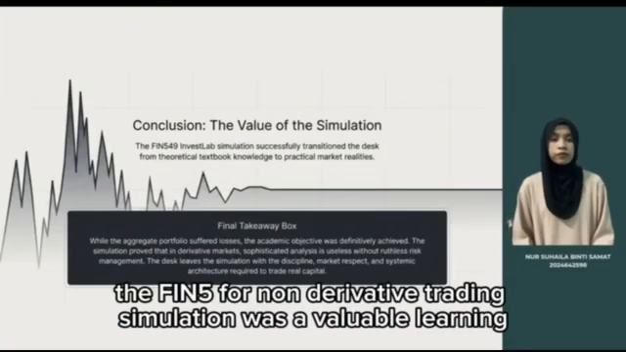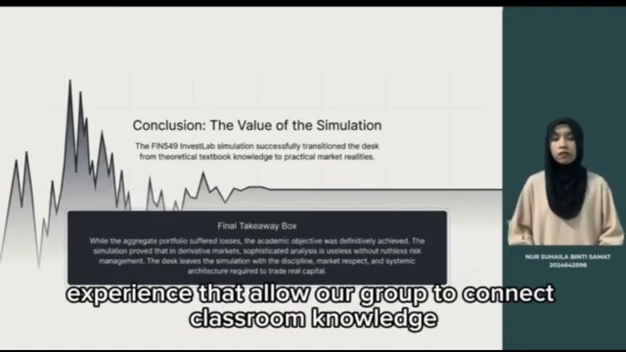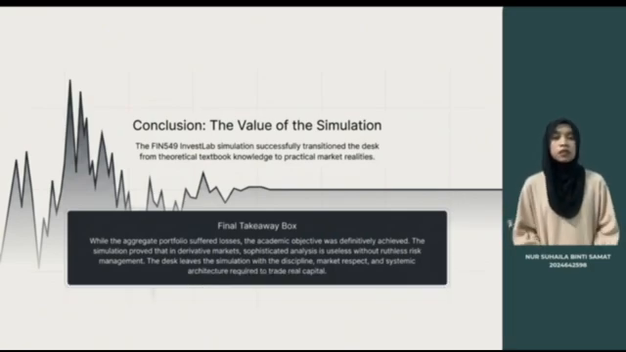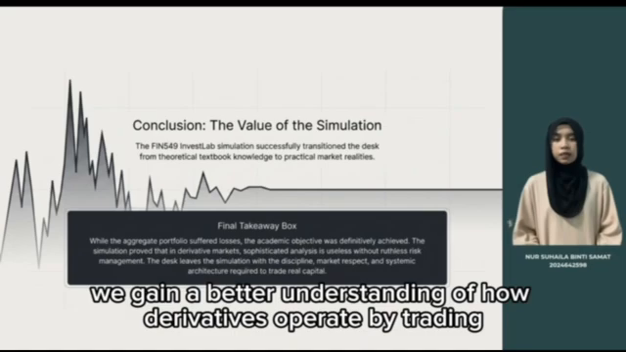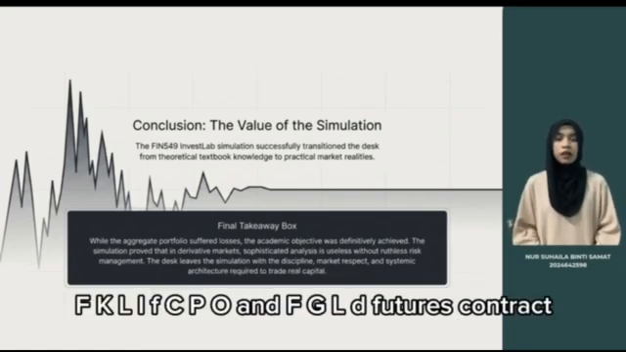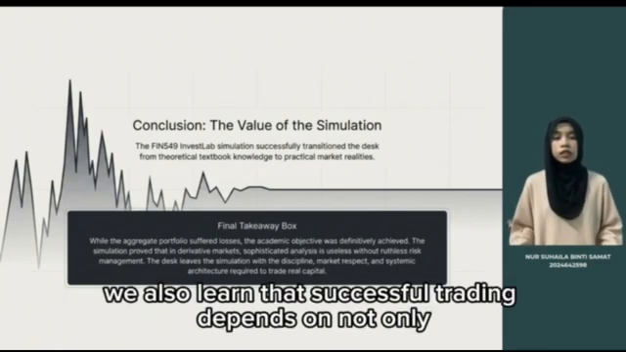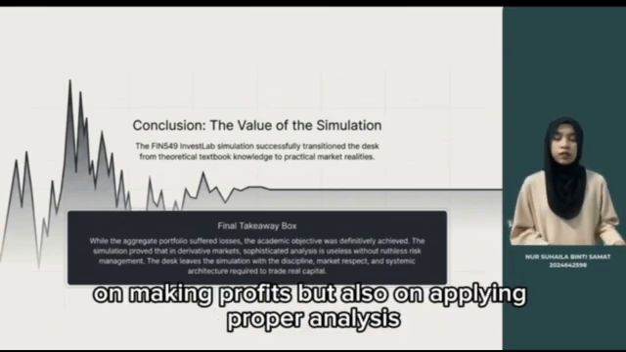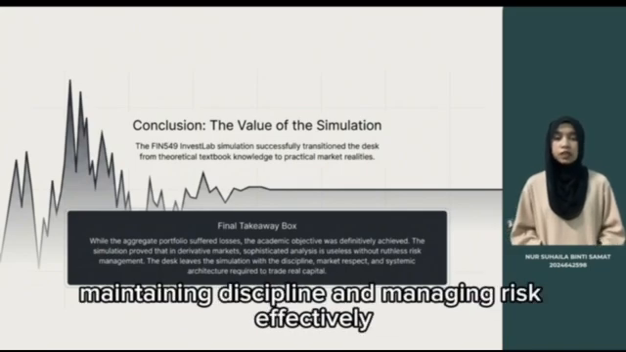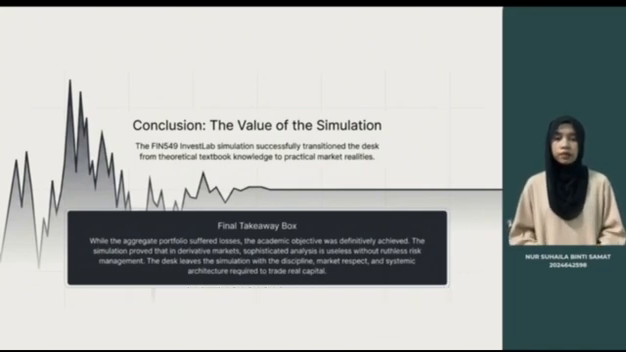To conclude, the FIN549 derivative trading simulation was a valuable learning experience that allowed our group to connect classroom knowledge with real market practice. Throughout the simulation, we gained a better understanding of how derivatives operate by trading FKLI, FCPO, and FGLD futures contracts. We also learned that successful trading depends not only on making profits, but also on applying proper analysis, maintaining discipline, and managing risk effectively.